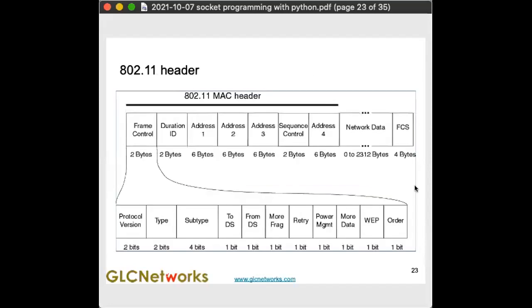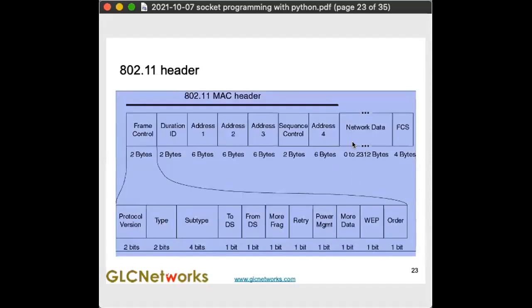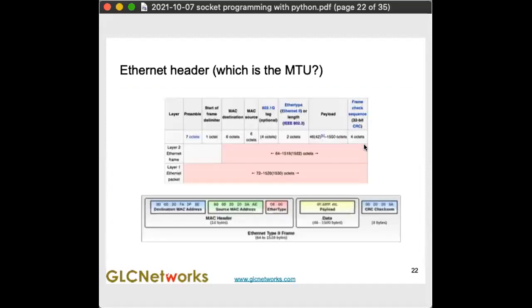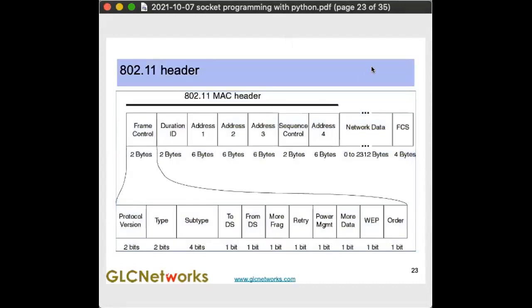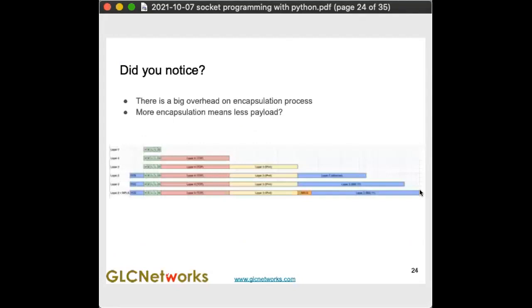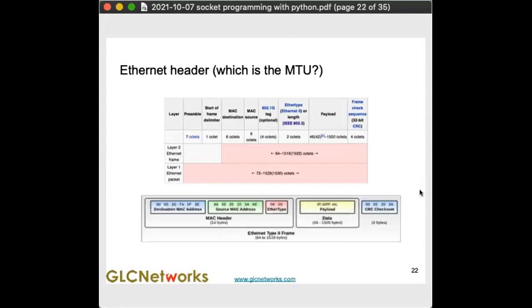Or we have Wi-Fi here. This is the header for Wi-Fi. As you can see, the data here is coming from the upper layer. We have a TCP header here, we have a network header here, and everything is put into data. On layer 2, the encapsulation output is called a frame. This is how the layer 2 header looks, one for Wi-Fi and this one for Ethernet.